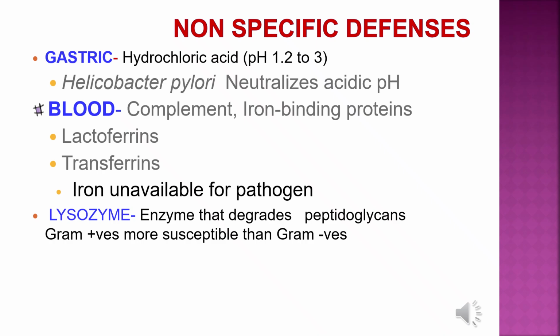Then gastric hydrochloric acid neutralizes microbes. Helicobacter pylori neutralizes acidic pH, and that is why H. pylori grows in the stomach. Blood complements and iron binding proteins like lactoferrin and transferrin all inhibit growth of microorganisms. Lysozyme is an enzyme that degrades peptidoglycans, so gram positive bacteria are more susceptible than gram negative bacteria.